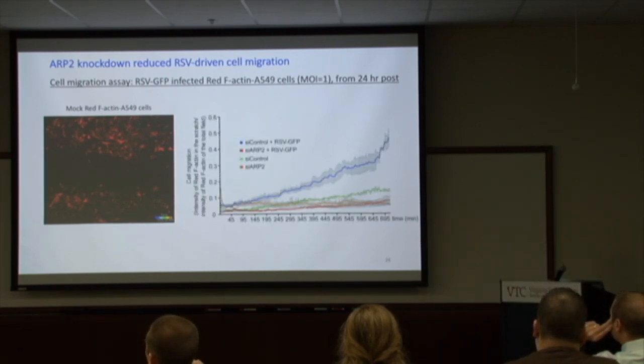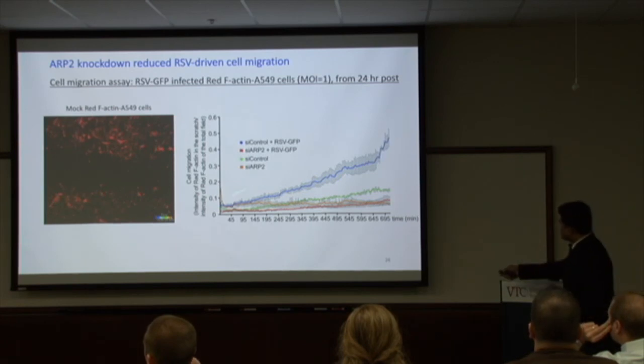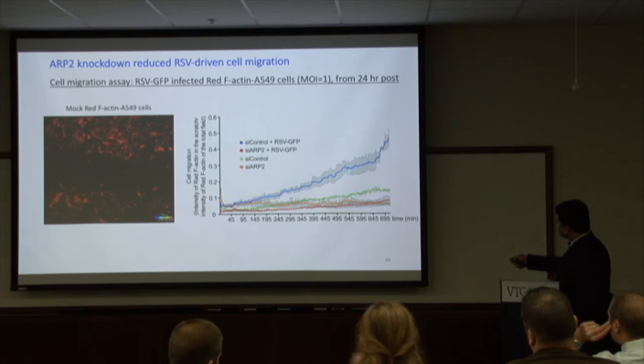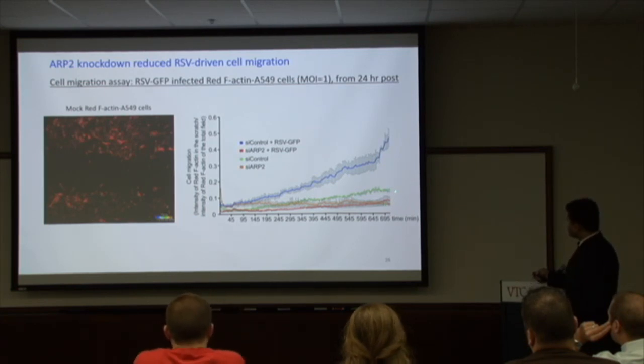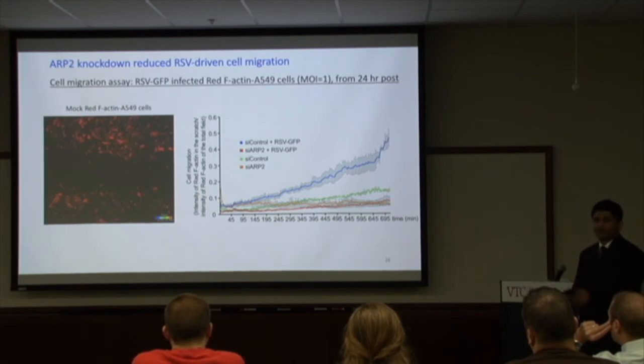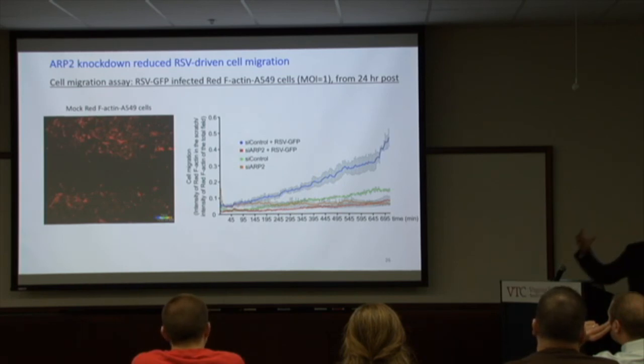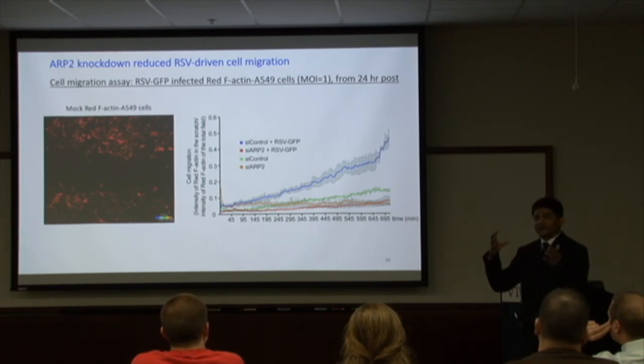And for that, you can see the blue line, RSV infection, cells migrate over time, and with ARP2 knockdown this migration is reduced substantially. And you can see cells' inherent migration over time with ARP2 knockdown without infection, they also reduce the migration. So now we have an assay to identify whether we can find inhibitors that will reduce the RSV-driven cell migration.